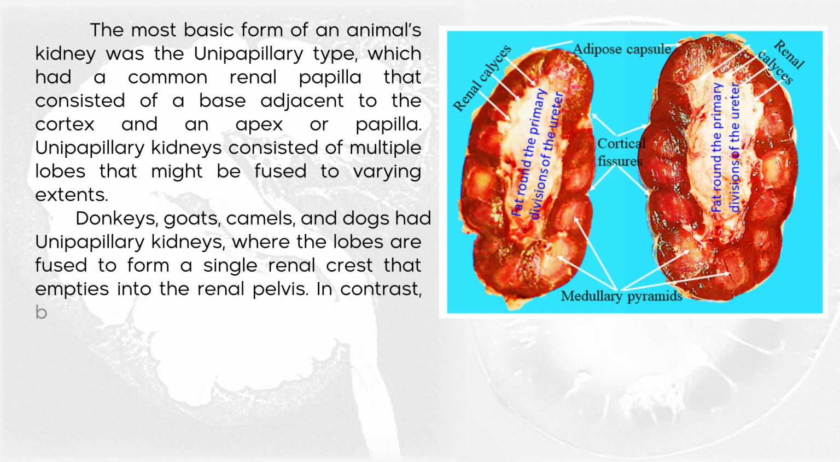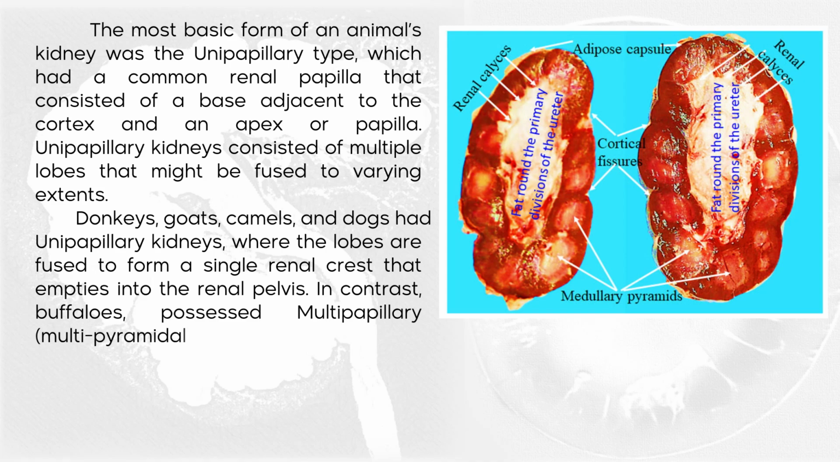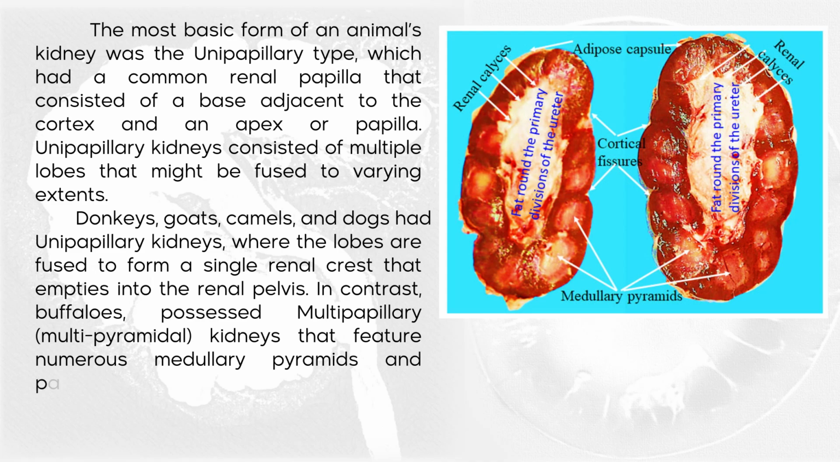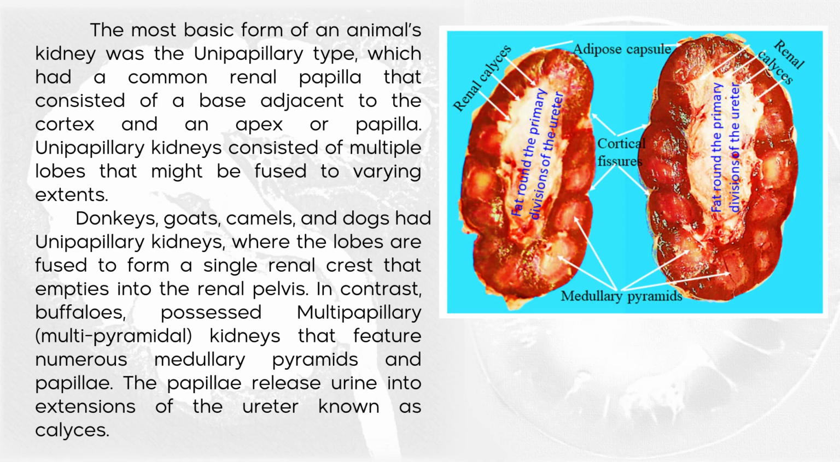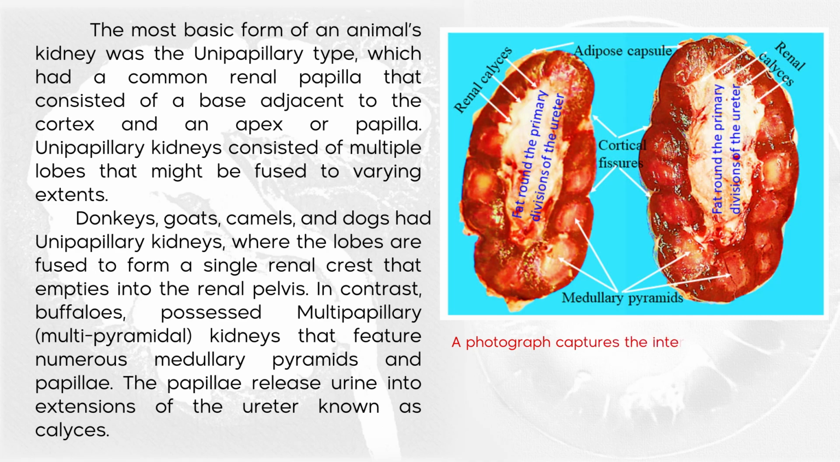In contrast, buffaloes possessed multipapillary, multipyramidal kidneys that feature numerous medullary pyramids and papillae. The papillae release urine into extensions of the ureter known as calyces. A photograph captures the internal structure of a left buffalo's kidney using sagittal sections. This image highlights important features.